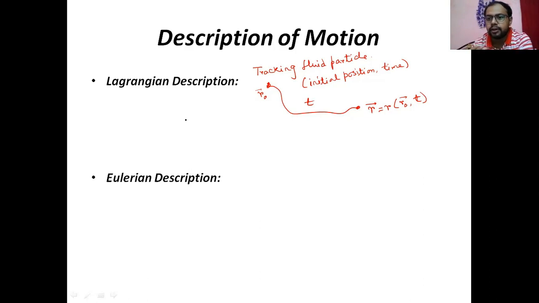But if there is a smaller number of particles, so the particle concentration in the flow is less, then we can go for the Lagrangian description. Lagrangian description is nothing but the control mass analysis. In the Lagrangian description, we are talking about control mass analysis, or system analysis, or control system analysis.